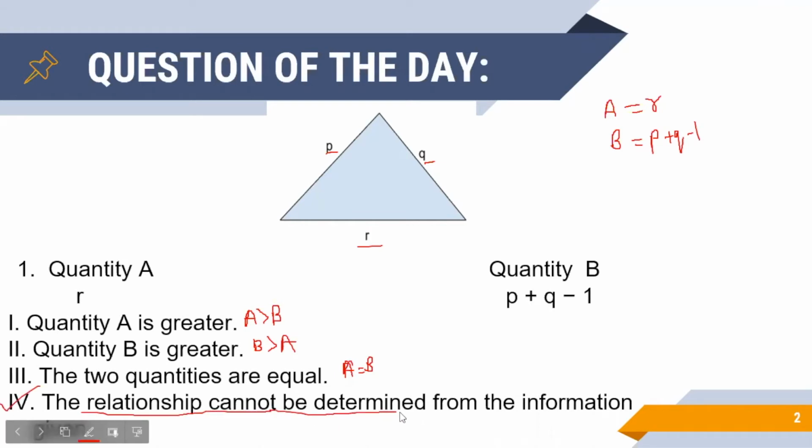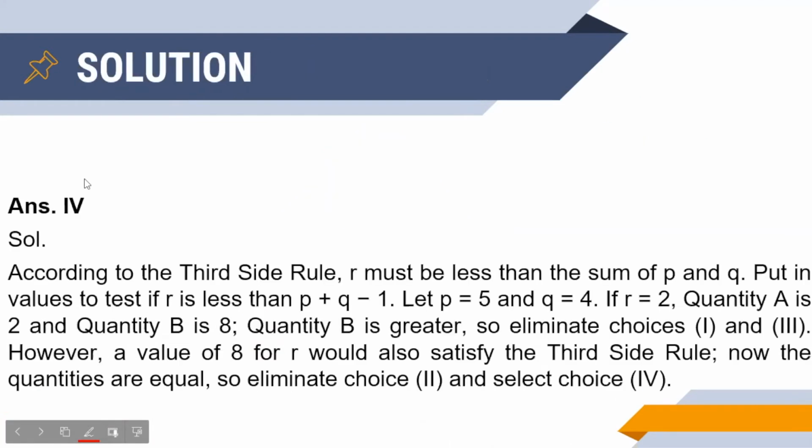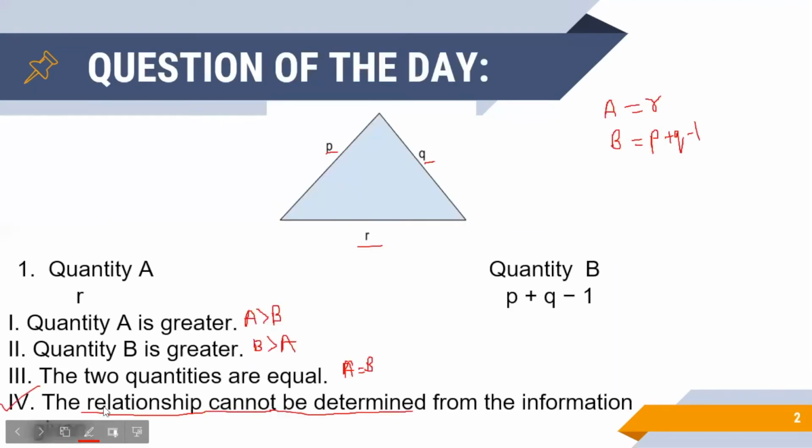Before we move on, I would request all of you to pause this video and try to solve this question on your own. In case you couldn't do it, do not lose hope since I am here to help you out. Before we move on to the detailed solution, let us take a quick glance at the correct answer. As you can see, the correct answer is option 4. That is, the relationship cannot be determined from the given information. Now, let us see how we arrived at this particular answer.